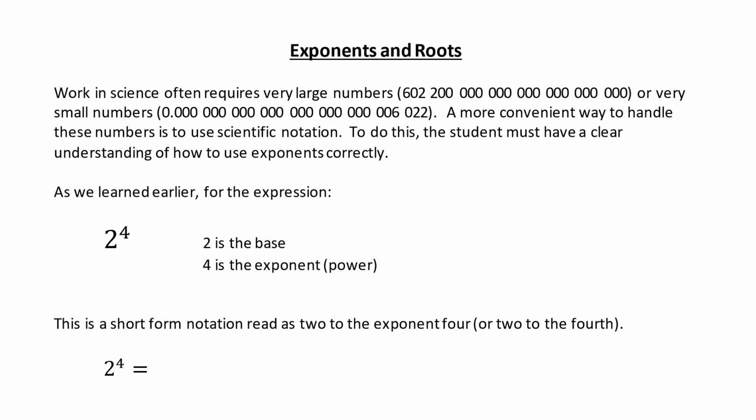When working in science, oftentimes you're working with either very large or very small numbers. For instance, the number 6.022 followed by a long string of zeros. That's a very large number. It would be much easier if we could write that in a different format. We do. We write that as 6.022 times 10 to the exponent 23.